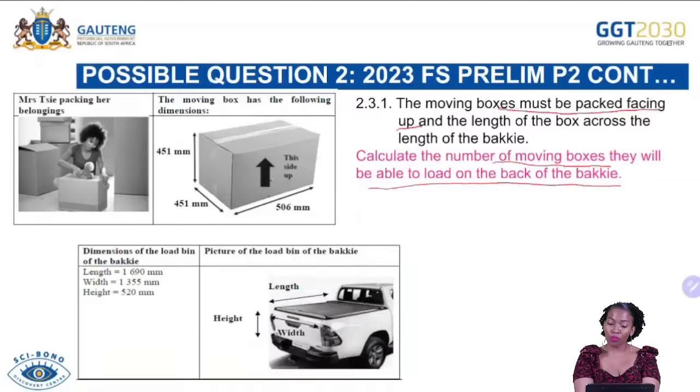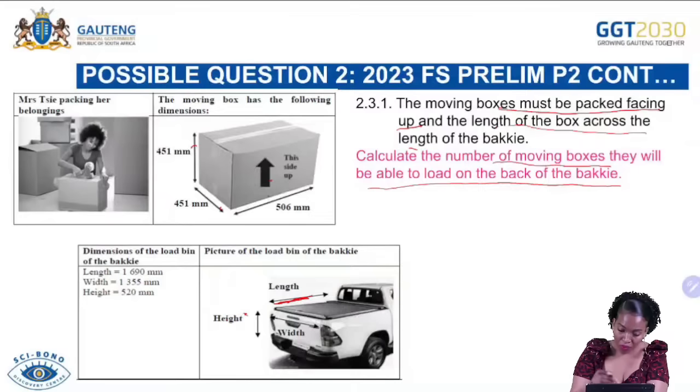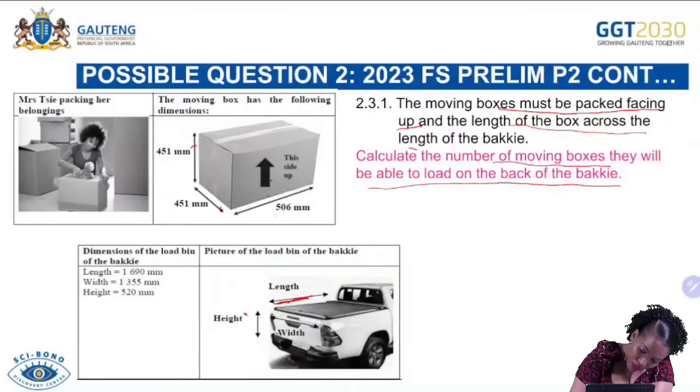Like I said, it means when you pack them, it will be height against the height, and the length of the box across the length of the bakkie. So when you pack them, the length of the box must be packed against the length of the bakkie. Therefore, the width of the box will also be packed against the width of the bakkie. So let us label: this is the length, this is the height, and this would be your width. So now let's calculate the number of boxes that will fit.